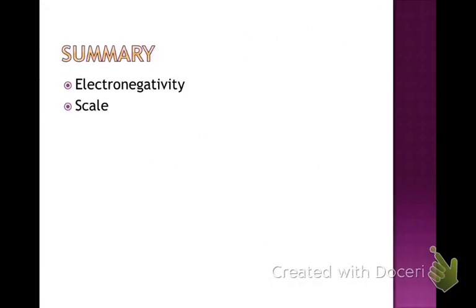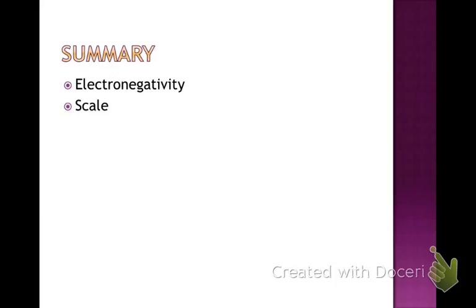So to summarize, electronegativity is just how attracted an atom is to electrons of another atom when it's in a bond. And we have a scale. Make sure you memorize those numbers on the scale. We have 0 to 0.5 is going to be nonpolar. 0.5 to 1.7 is polar. And anything above 1.7 is generally ionic.